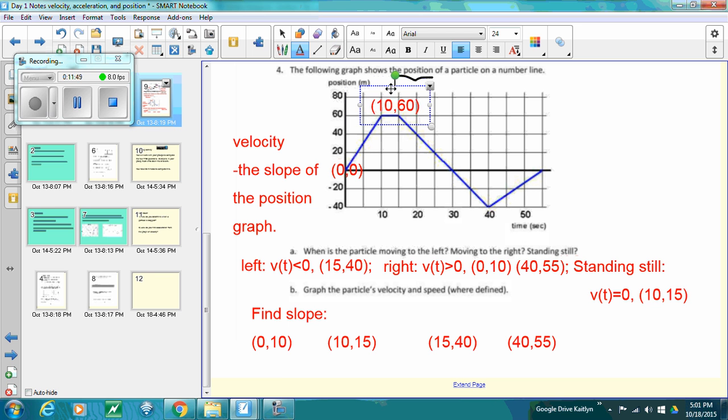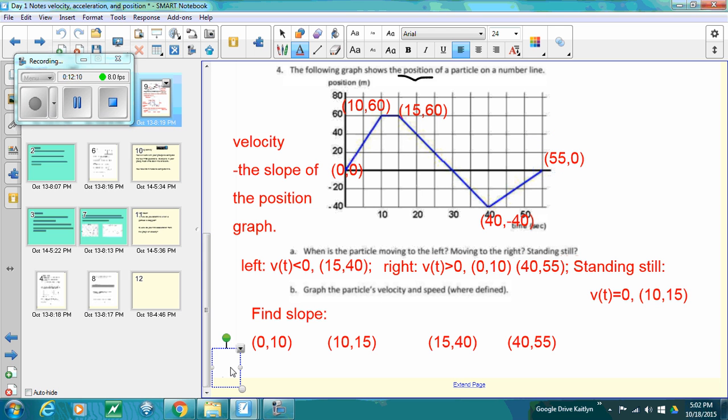And then I also have the point here at 15, 60. And then I need the point at 40, negative 40. And then the last key point we talked about was 55, 0. And so I need to find the slope between these points.